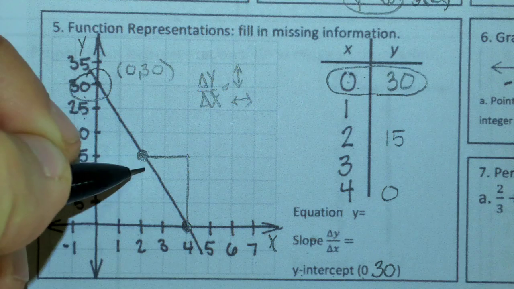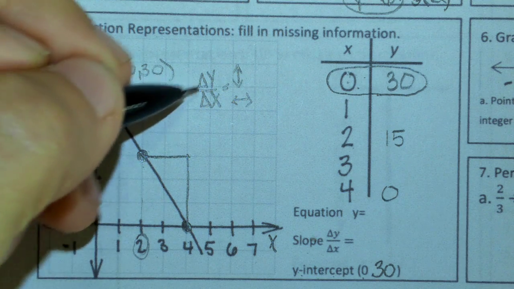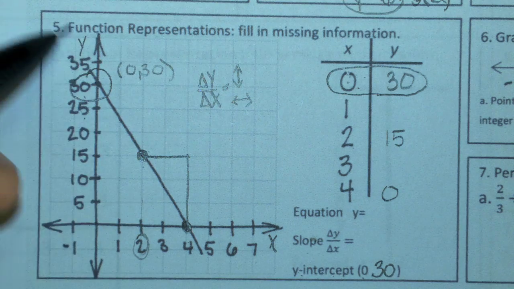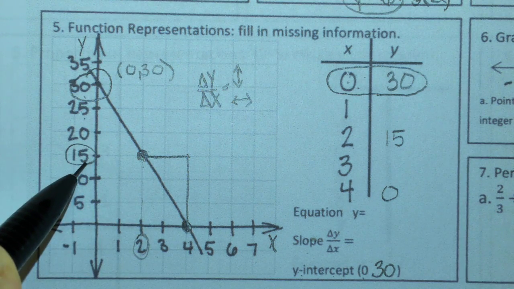The change in my y, well, my y started here at 2, right? The change in my y is my vertical distance. My y started at 15, right?